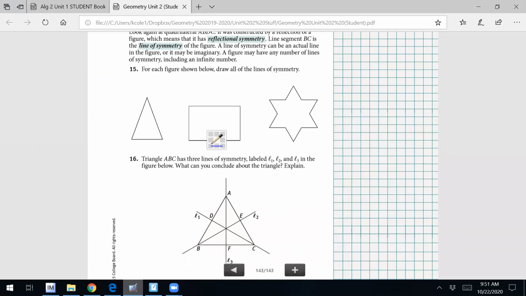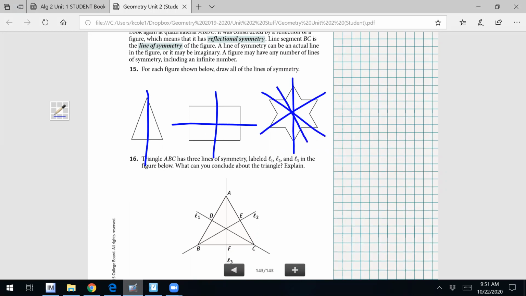This has one line of symmetry, not right there. One line of symmetry. Are y'all with me? Then we've got 2 for that one, and then this one had 6. We connect each of the points, the outer points, and then the creases, the inner creases. So why does this triangle have one line of symmetry and this triangle have 3 lines of symmetry? Did we talk about that? Why are they not the same?